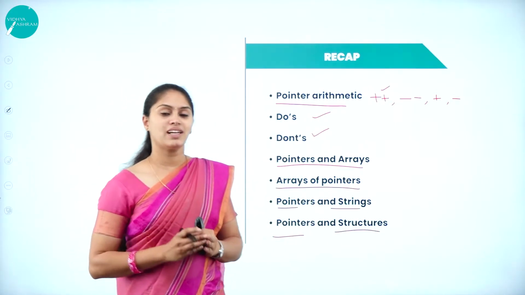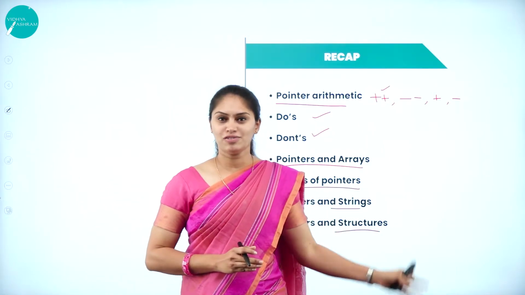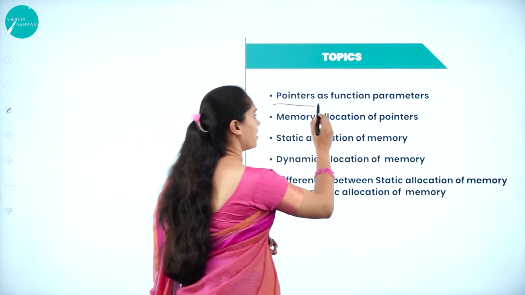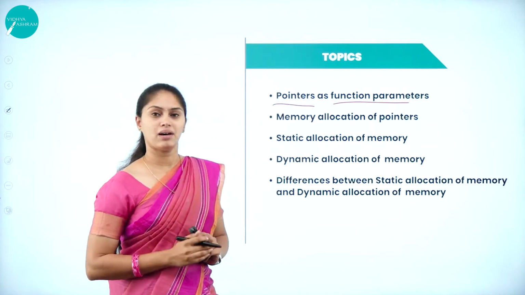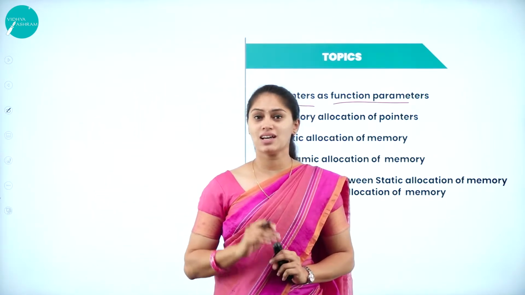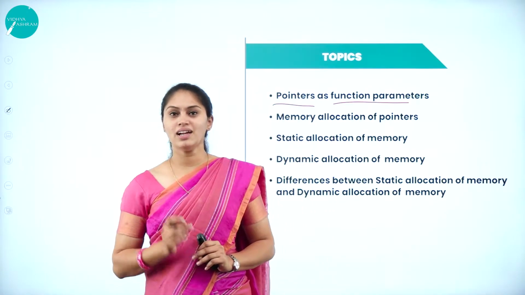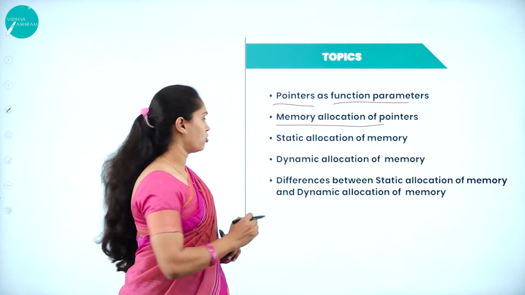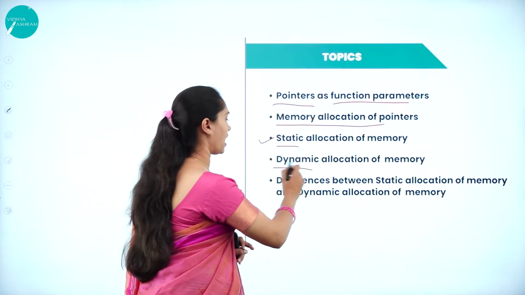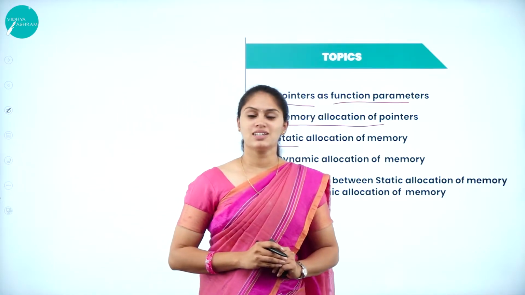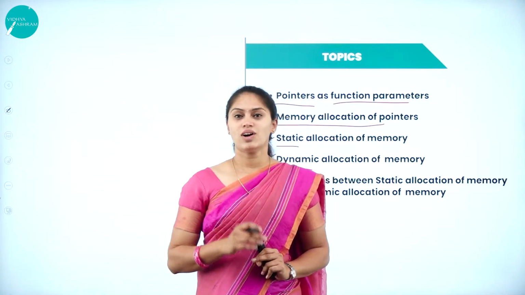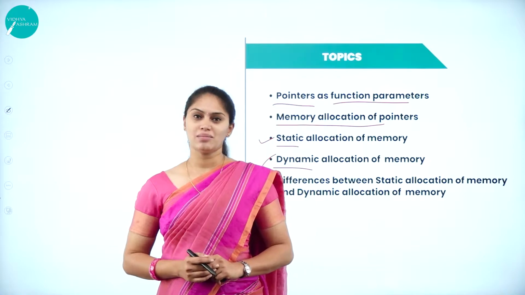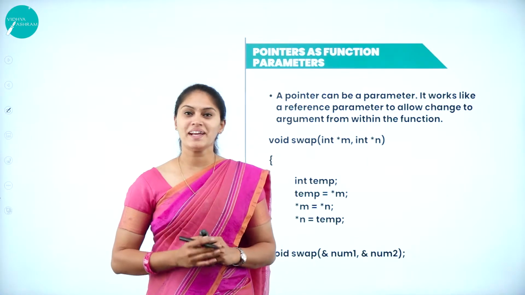So we had a discussion regarding all of these topics in the recap. Then what is today's topic? In this session, I am going to discuss how a pointer can be used as a function parameter, or function argument, and memory allocation. There are two types of memory allocation, static allocation or dynamic allocation, which I will discuss in today's session. At last, I will give you some differences between static and dynamic allocation of memory. Let me get into today's session.